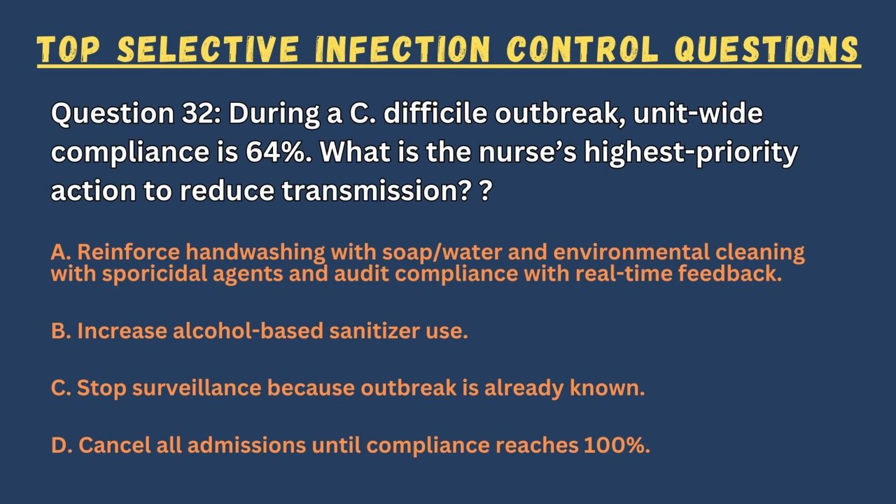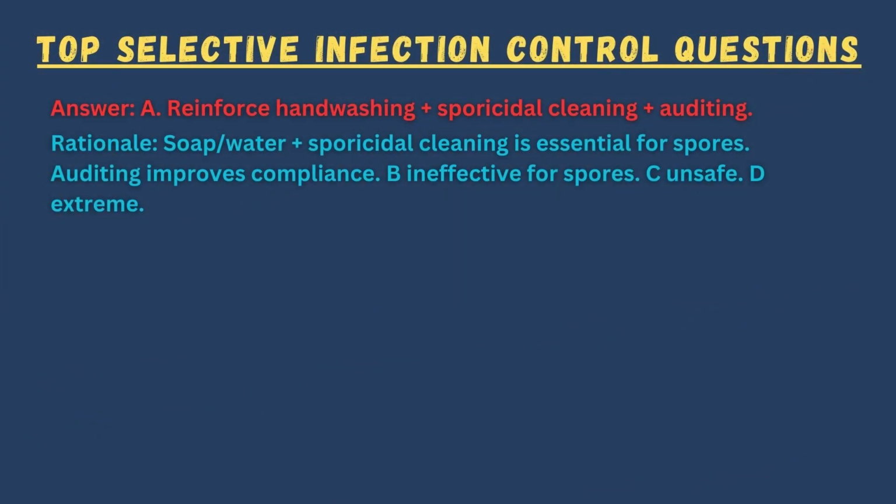A. Reinforce hand washing with soap and water and environmental cleaning with sporicidal agents and audit compliance with real-time feedback. B. Increase alcohol-based sanitizer use. C. Stop surveillance because outbreak is already known. D. Cancel all admissions until compliance reaches 100%. Answer. A. Reinforce hand washing plus sporicidal cleaning plus auditing.